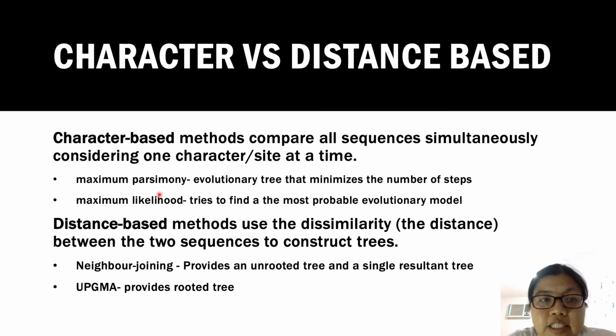Okay? The next character-based tree is what we call the maximum likelihood tree. The maximum likelihood tree tries to find the most probable evolutionary model in creating the phylogenetic tree. There are different types of models.